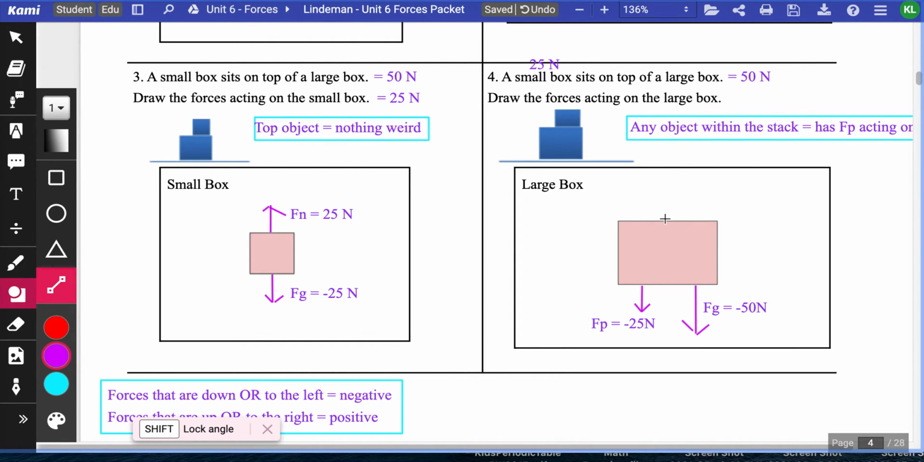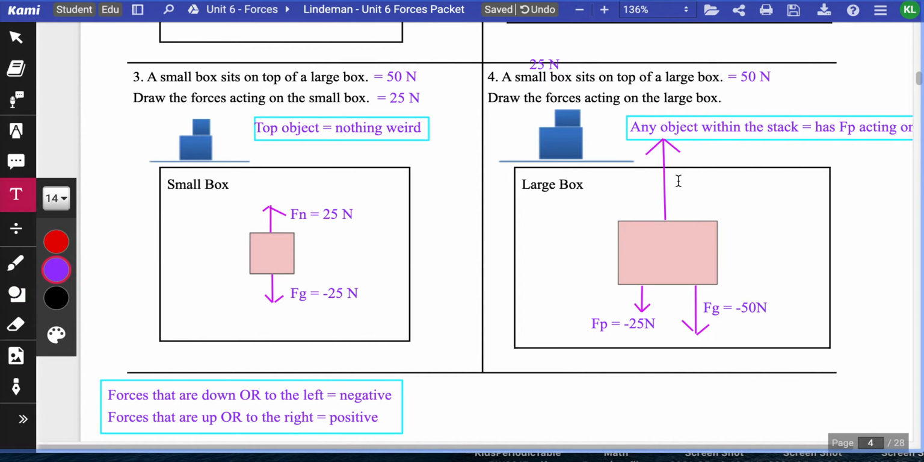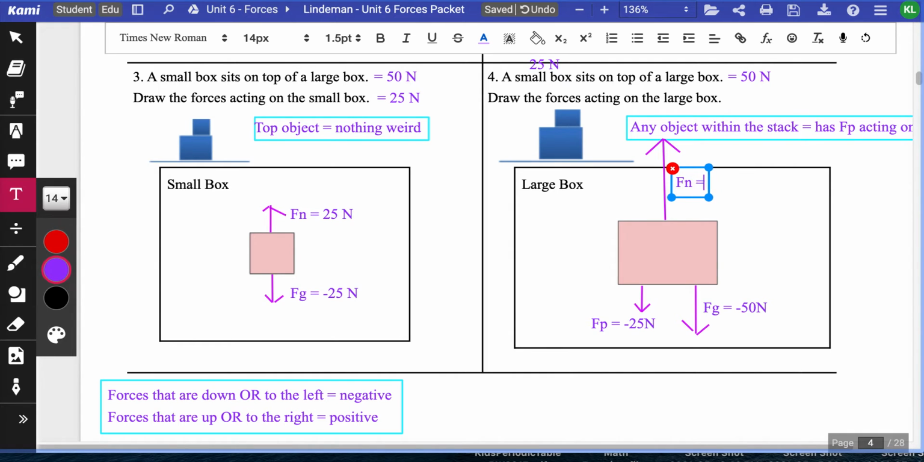Okay, so now we need our normal force, right? Because the large box is resting on an object, so it has normal force pointing up. So the normal force here is going to be equal to the push force plus the FG. So Fn, we just add those two together. So 25 plus 50, we get positive 75 newtons. Since we're pointing up, we have the positive value. Okay?